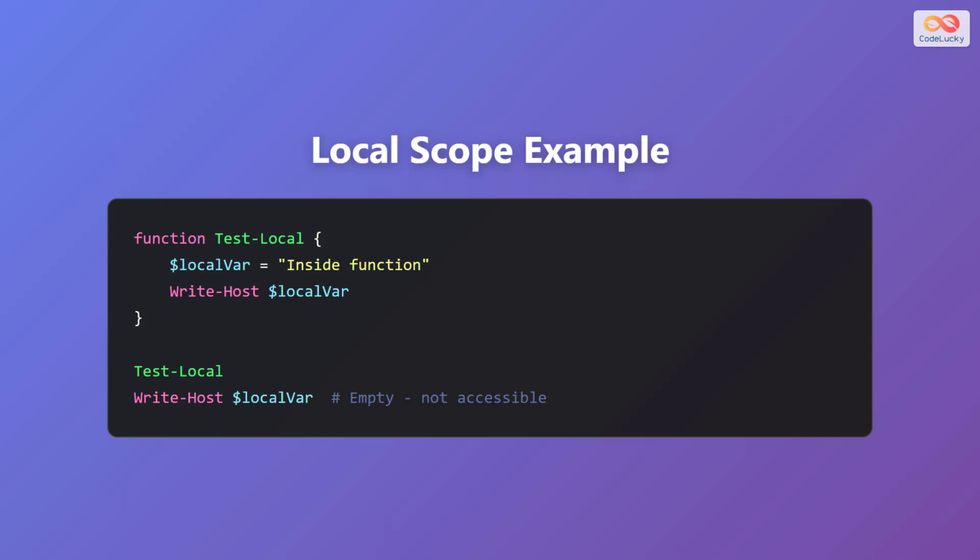Let's examine local scope with a practical example. We define a function called Test-Local that creates a variable named $localVar with the value "inside function". When we call Write-Host inside the function, it successfully displays the value. However, when we call the function and then try to access $localVar outside the function, it returns nothing. This demonstrates that local variables only exist within the function where they're created, and are automatically destroyed when the function completes.